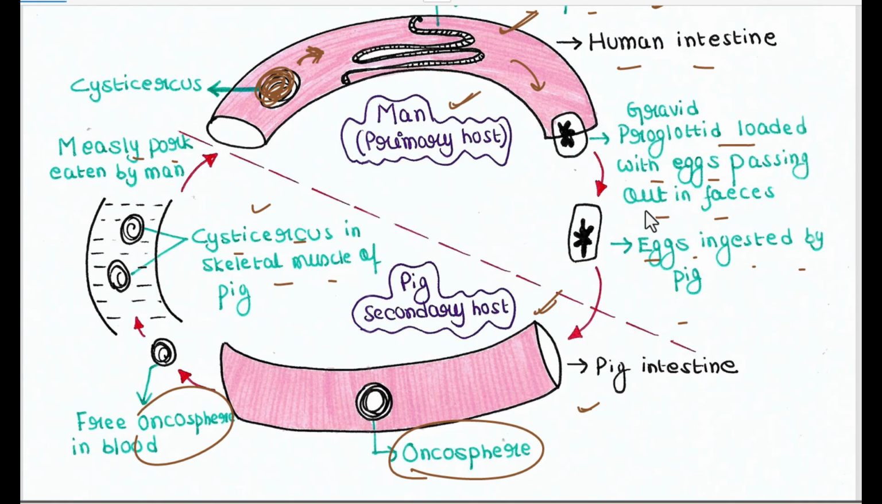So in the secondary host, in this case pig, the egg or oncospheres develop. They hatch from the eggs, and the oncospheres basically change their structure and they get modified into cysticercus. So these are the developmental changes inside the pig's body, since pig is the secondary host. So in this way, the life cycle of this worm continues. So this is all about today's lecture.